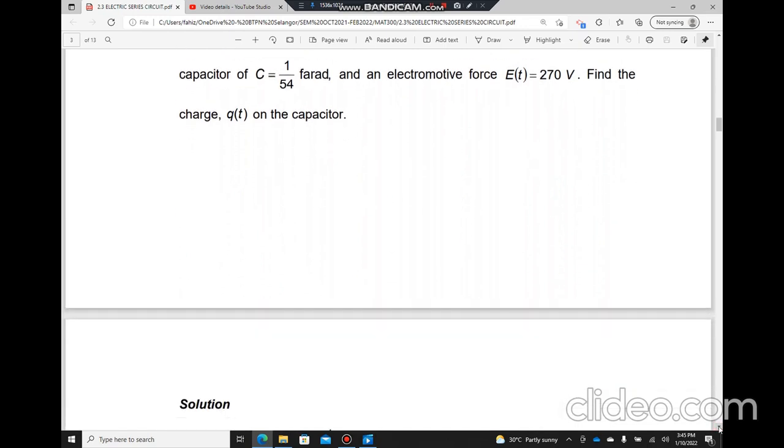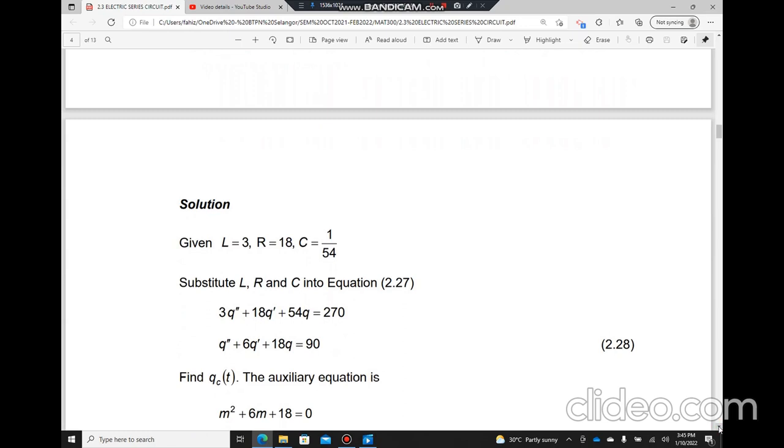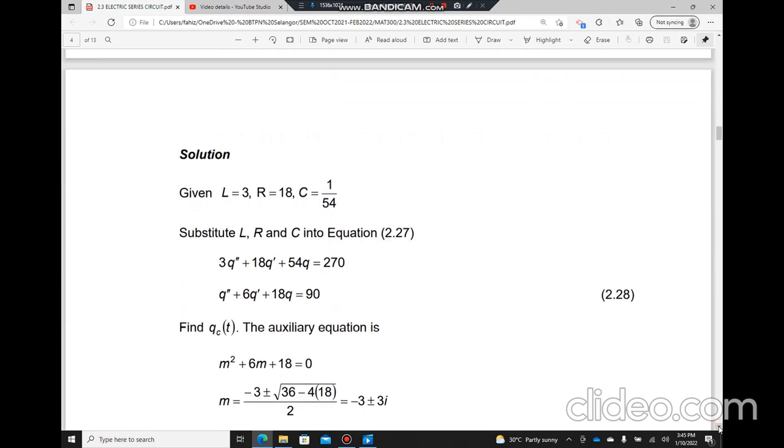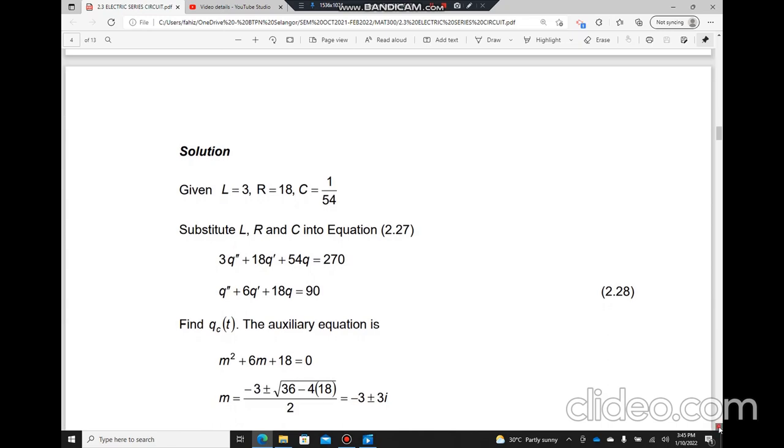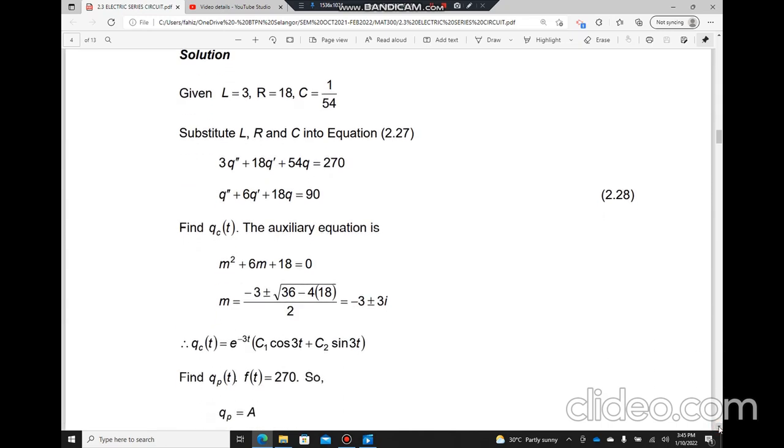Okay, so since kita dah ada semua maklumat ni, L equals to 3, R equals to 18 and C equals to 1 over 54. So we substitute into equation 2.27. Okay, masuk je dalam equation 2.27. So you get equation 2.28. Yang ni after simplify. Okay, so Q double prime plus 6Q prime plus 18Q equals to 90. Okay, next find QC. So the auxiliary equation is M square plus 6M plus 18 equals to 0.